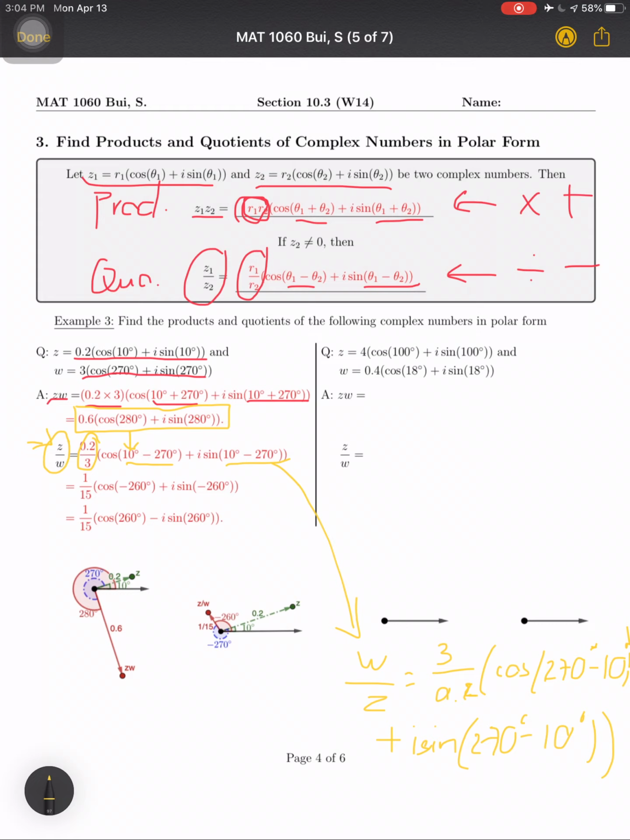So again, there's a big difference with subtraction. Don't always go for a bigger number minus the smaller number, okay? It's not the case in here, okay? The order in here matters a lot. And after that, I'm going to have the answer as 1/15 in here.